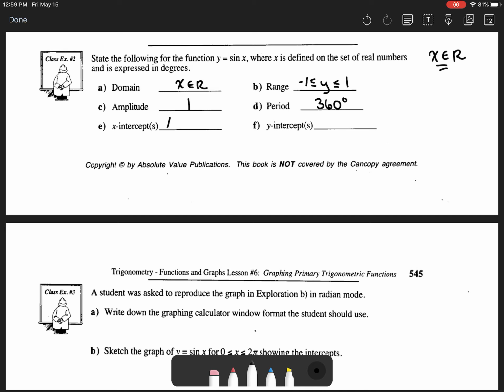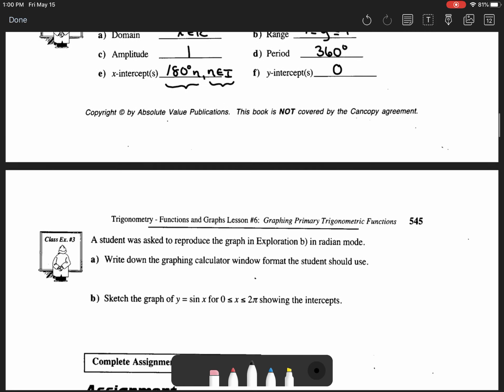So therefore, I can say the x-intercepts are at every 180 degrees n, where n is a member of the integers. Now that expression seems confusing, but all that I'm saying is it's occurring every 180 degrees, and I can put any value in for n as long as it is a positive or negative whole number. Okay, I will land on an x-intercept. So there's an expression for what the x-intercepts are. You can't list them all because there's an infinite number of them in both directions, positive and negative. And the y-intercept, there's only one y-intercept. That's at the origin, 0. So you only have one y-intercept, which is at 0.